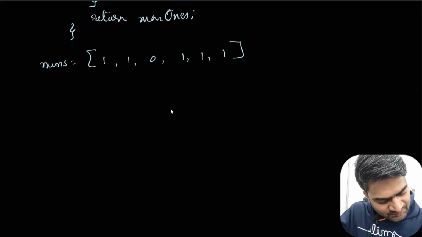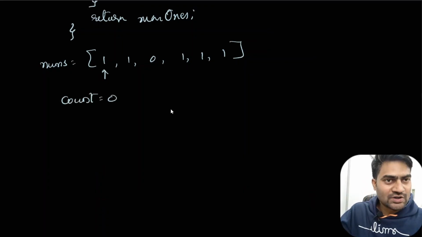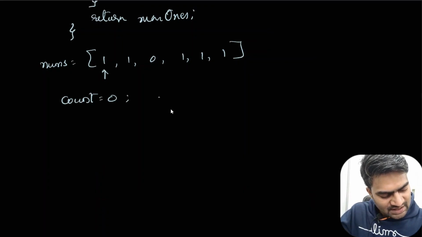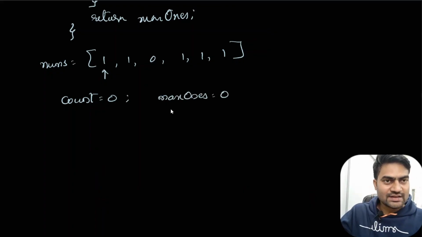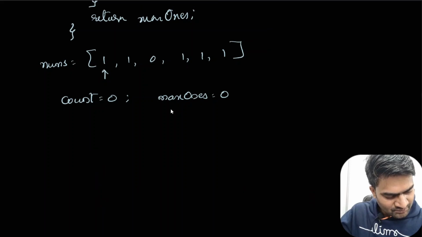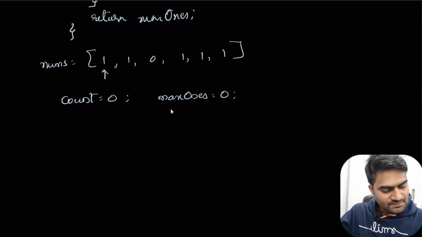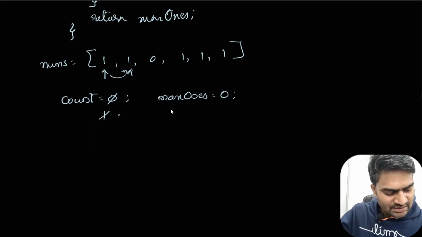And what I will do, I will start from here, then I will use a count variable. I will put it as 0 initially, then I will take one more variable, max ones, I will put it as 0 initially. Okay. Now let's start counting. Since this is a 1, I will increment this to 1, then I'll move to next. This is again 1, I'll increment to 2, I'll move to next.